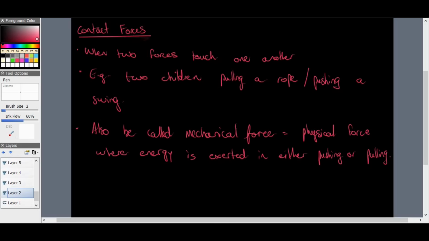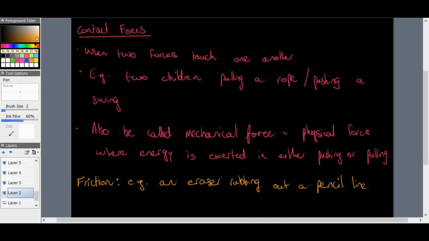Now I want to introduce two other forces, by the names of friction. Let's have a look at friction. Usually an example of that would be an eraser rubbing out pencil markings or a pencil line. When we were younger, we were always taught to write in pencil first, and then when we got a bit older, we moved to writing in pen.